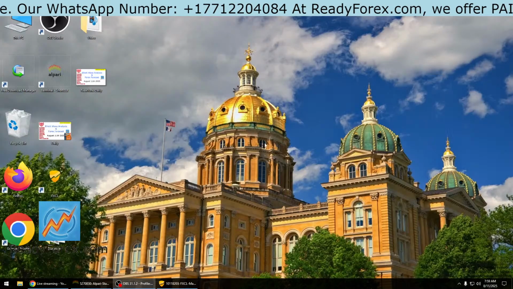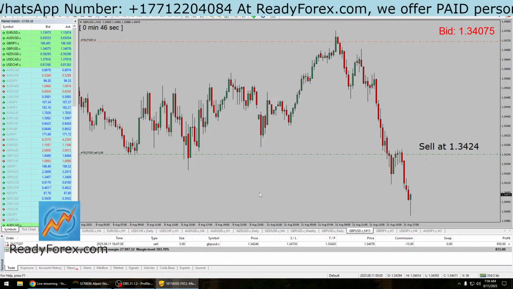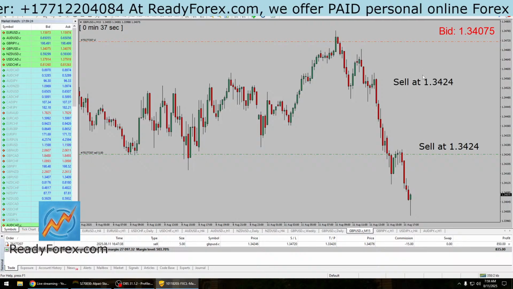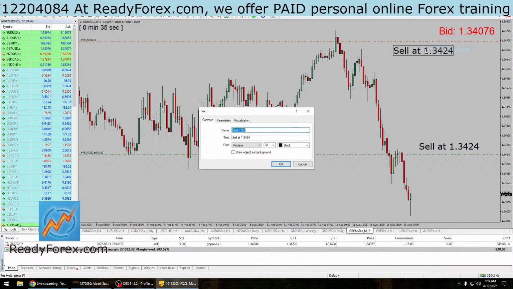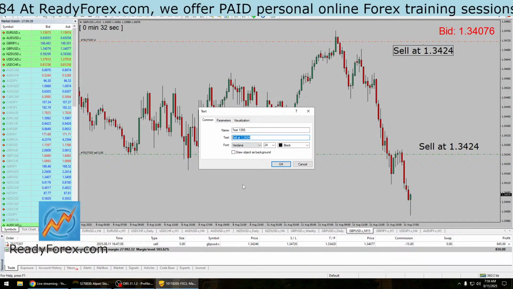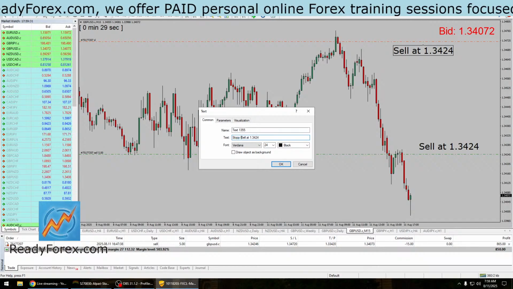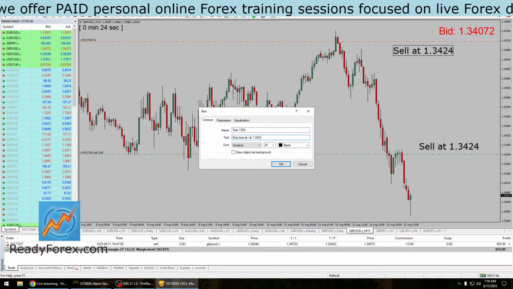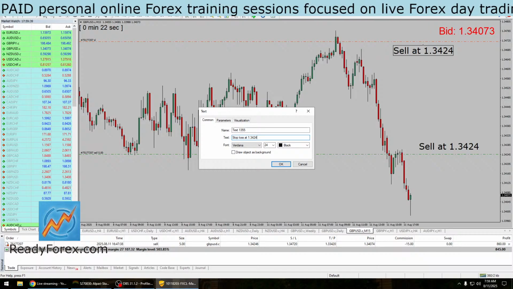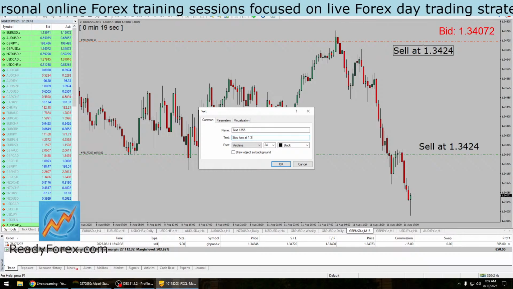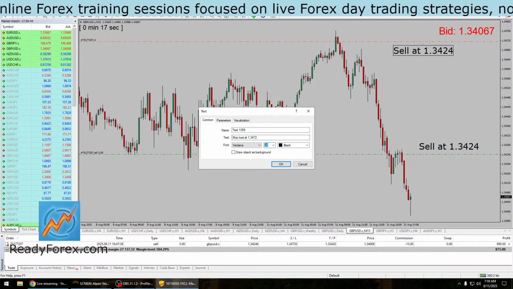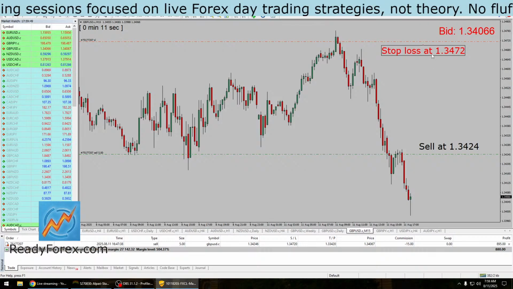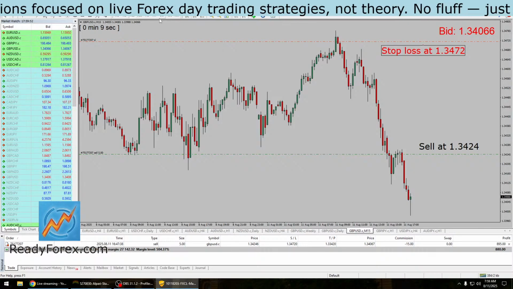Okay, let me take a look at some charts and see what's going on. I've taken this sell trade inside the GBPUSD currency pair. Let me place my stop loss over here, stop loss at 1.3472. This is my stop loss right up there.